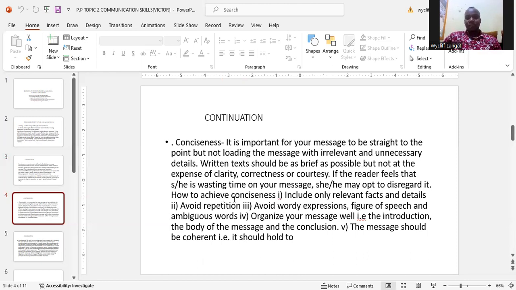We have how to achieve conciseness. Number one, include only relevant facts and details. Number two, avoid repetition. Number three, avoid wordy expressions, figures of speech, and ambiguous words. Number four, organize your message well, for instance, the introduction, the body of the message, and the conclusion. It must have the introduction, come to the body, and then you conclude. Number five, the message should be coherent.